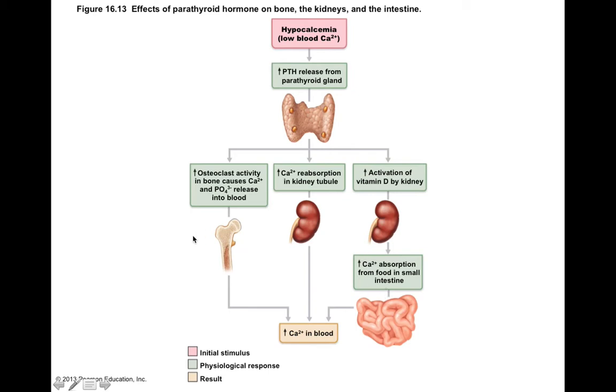Now, all of these factors, release of calcium from bone, reabsorption of calcium in your kidneys, and absorption of calcium from your food, all act to increase blood calcium levels, which then can bring you back to homeostasis and then prevent the further release of parathyroid hormone.